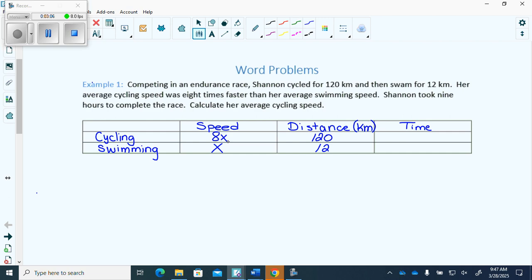Now, Shannon took 9 hours to complete the race. Which time does that go into? Trick question. Neither. What is the total?